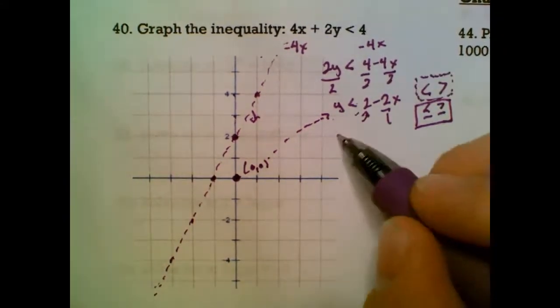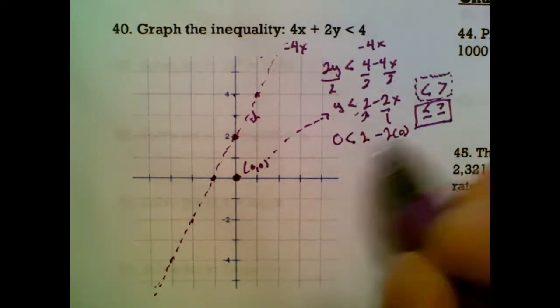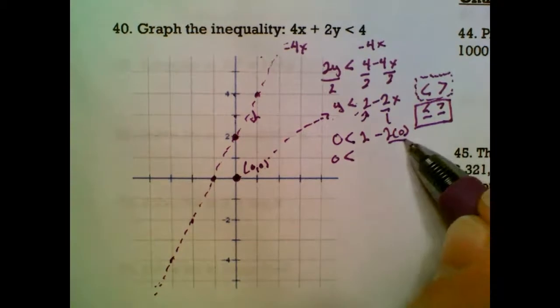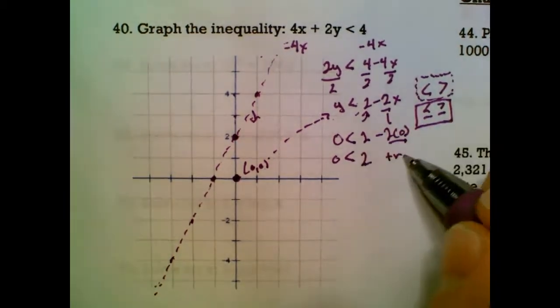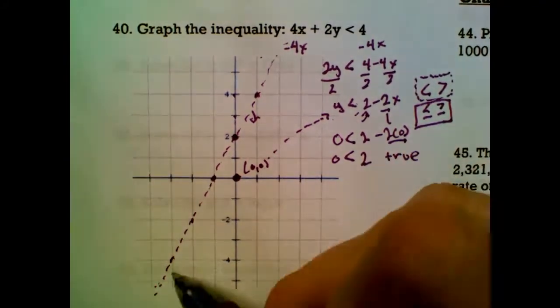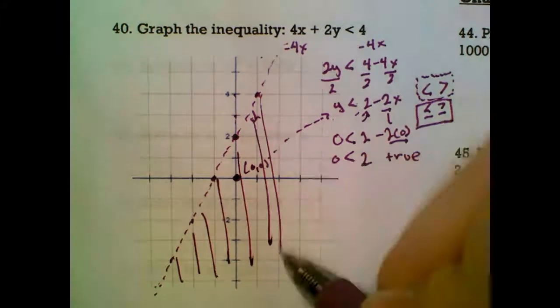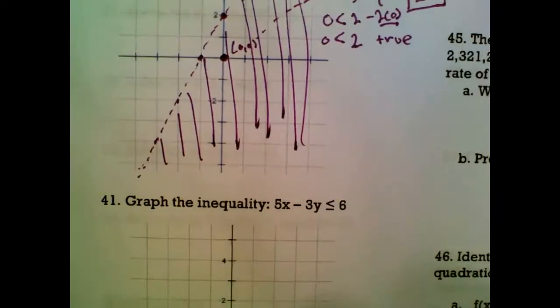We're going to take 0, 0, so y is 0. 0 is less than 2 minus 2 times 0. So 0 is less than, well, this is just 0, so we got 2. Is this true? I bet that's true. 0 is less than 2. Since 0 is less than 2 is true, we know that we shade on this side. There we go. Nice and shaded. Okay. So that's number 40. Moving on to number 41.